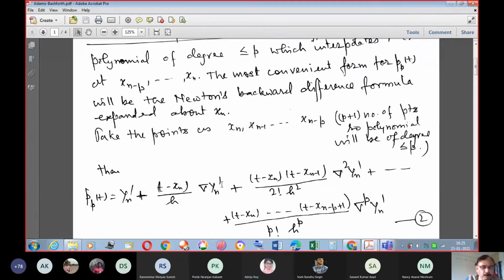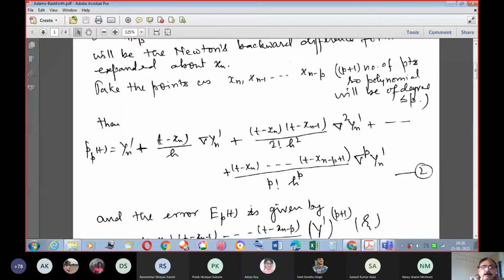Yes. Okay. So how will you get del square? Del square of f(x_n) can be written as del of f(x_n) minus del of f(x_{n-1}), which is basically del of f(x_n) minus del of f(x_{n-1}). And then again you write those values. Is that right? Yes, sir. Okay.